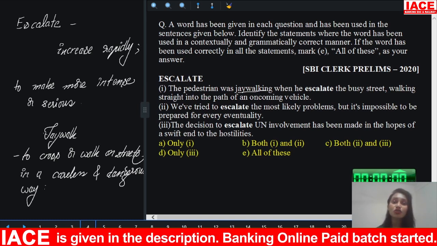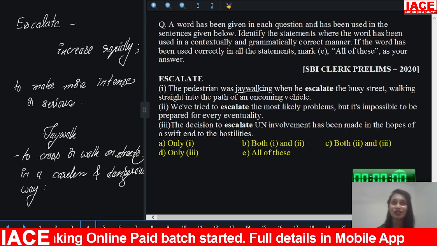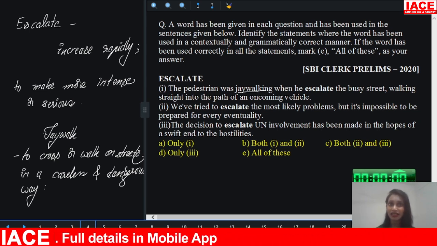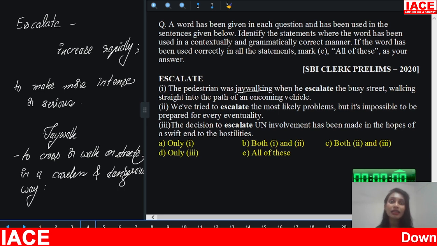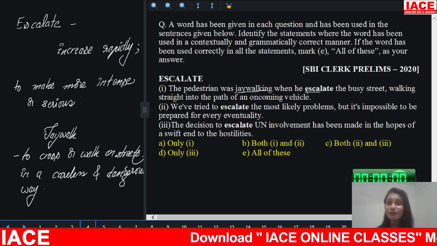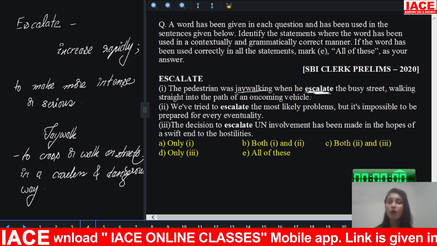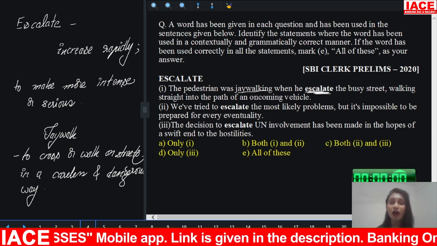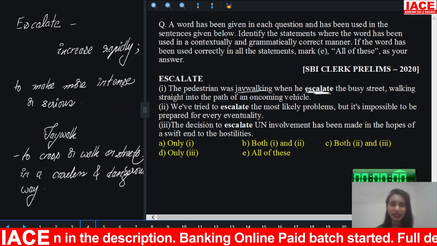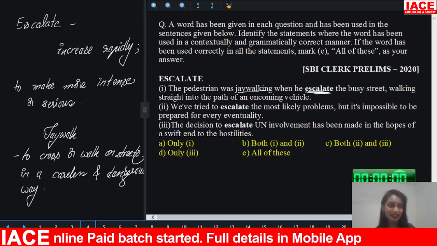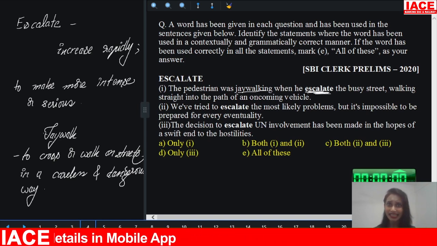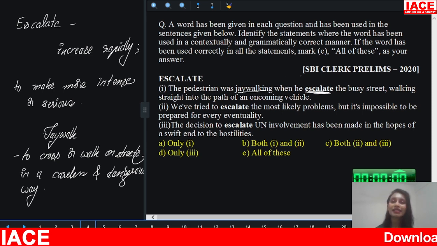Now look at this. The pedestrian was jaywalking. That means he's not giving regard to the traffic rules, and he can be hit by any vehicle. That's what's happening here. The pedestrian was jaywalking when he escalated the busy street, walking straight into the path of an oncoming vehicle. He escalated the busy street. That means he increased rapidly the busy street. Escalate can describe walking, but not the busy street. So here the sense is incorrect, so you cannot take the first sentence.